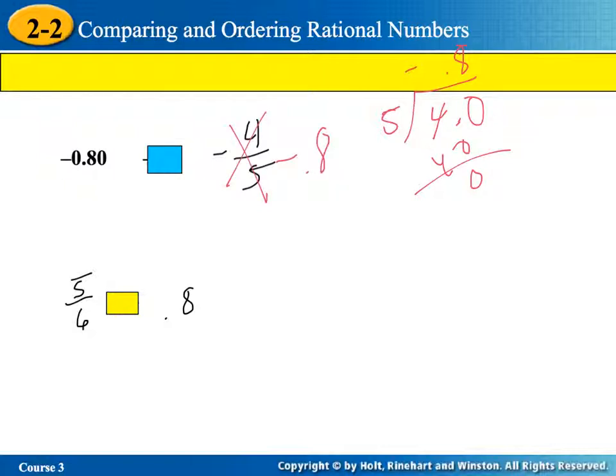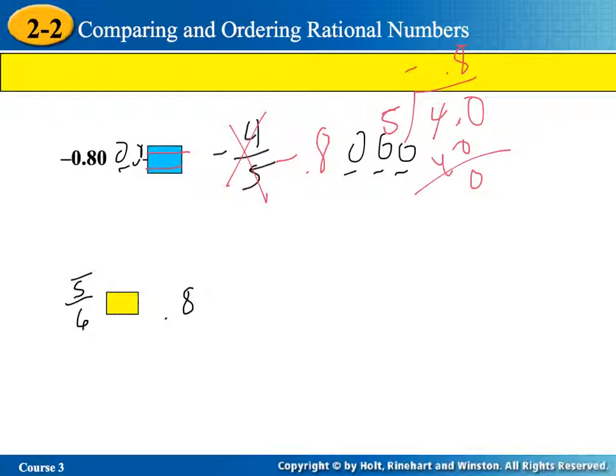So I have a negative 0.80 and a negative 0.8. How do those relate? Equal. They are equal to each other. Don't forget, behind this decimal is an infinite number of zeros. 0, 0, 0. Same thing behind this one. Infinite number of zeros. They are the same.